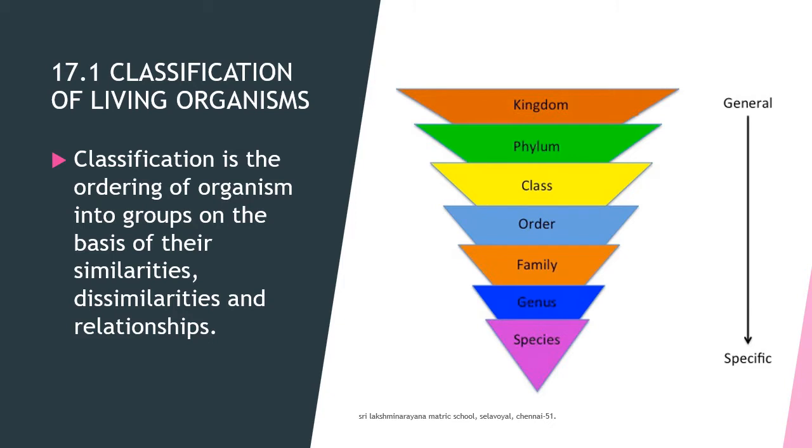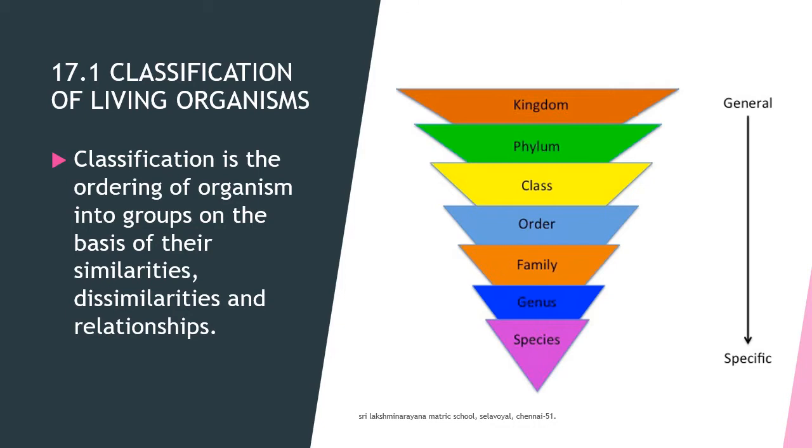What is classification? Classification is the ordering of organisms into groups on the basis of their similarities, dissimilarities and relationship. The organisms are separated into smaller and smaller groups which form the basic unit of classification.